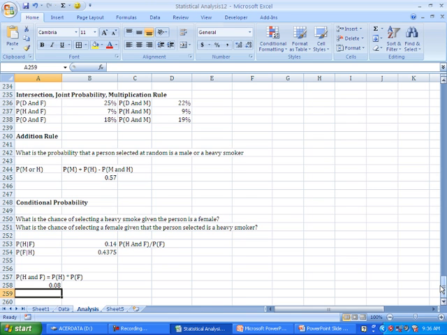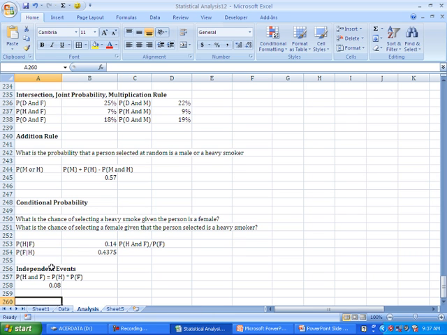So in this case, we cannot say that the two variables, gender and smoking status, are independent, because the probability of H and F has not come out as the probability of H multiplied by the probability of F. So wherever such a relationship comes out, we call them independent events.